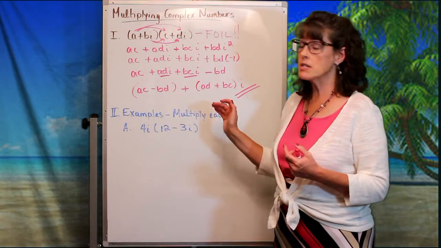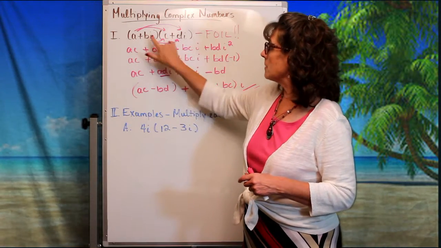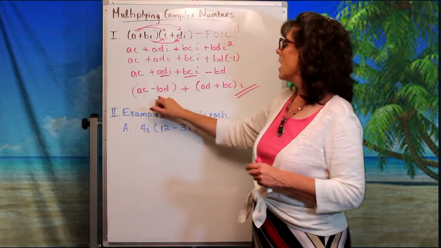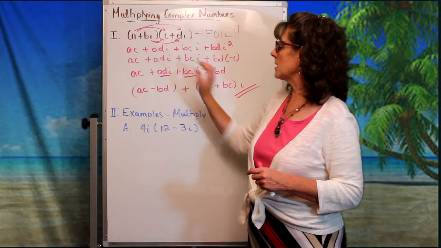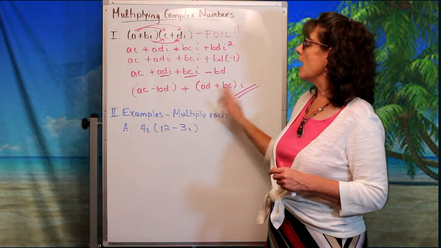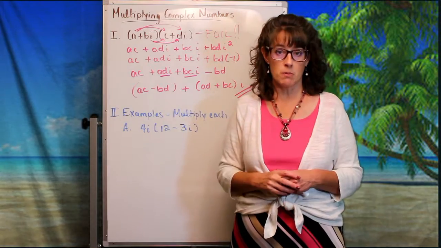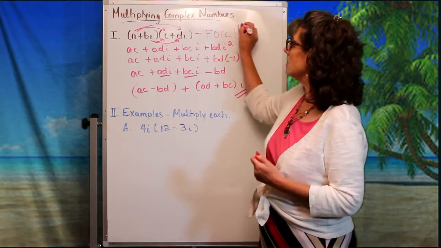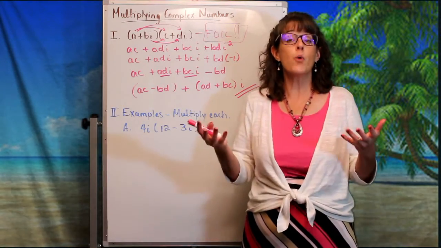Now, you could memorize this rule and you could say, well, I'm going to take these two, multiply them together. I'm going to take these two, multiply them together, and subtract them from the first product. I'm going to take these two and multiply them together. I'm going to take these two and multiply them together. I'm going to add those two and then put the i on the back. But wow, for me, that is entirely too much to memorize. So I'm not going to memorize any of that because I know ultimately, here's what I'm going to do. When you multiply complex numbers, FOIL them.